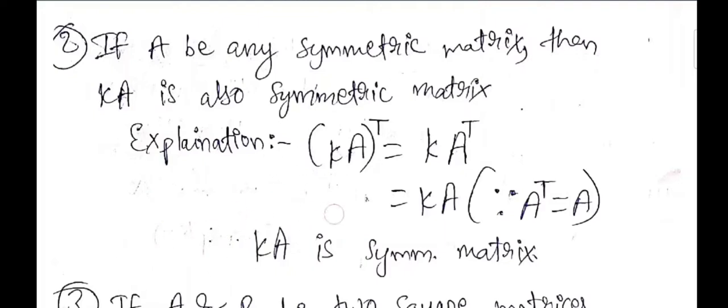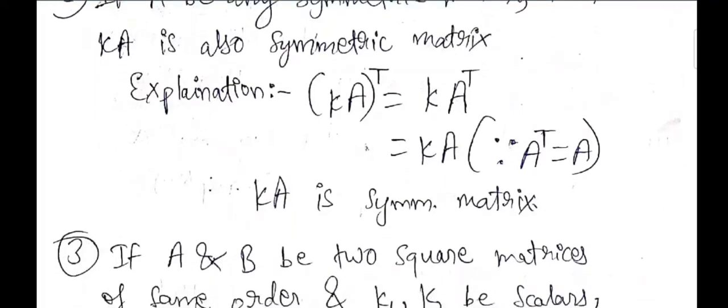So as A is symmetric, A transpose will again come out to be equal to A. You can put it like that. So Ka transpose is equal to Ka, okay. So Ka is a symmetric matrix. Got it?